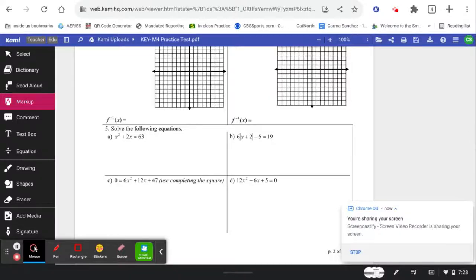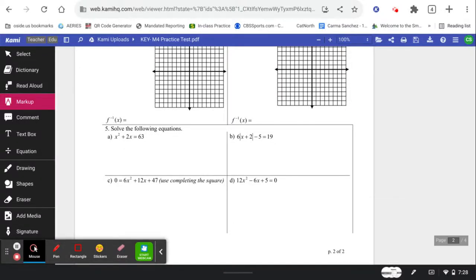All right, we're asked to solve the following equations, and they're giving us multiple kinds of equations here. The first one, 5a, is a quadratic because it has an x squared. The way it's set up is kind of nice if you just want to complete the square. So, obviously you can do it however you want, but this would be really easy to factor, actually.